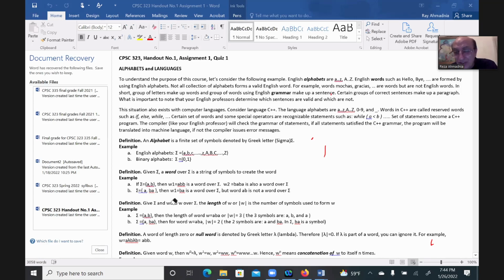ABA, you construct it using this alphabet here, and you use 3 symbols here. Therefore, the length is 3. So absolute value of a word means what? The length of that word. And the length is the number of symbols you have used to create that word.